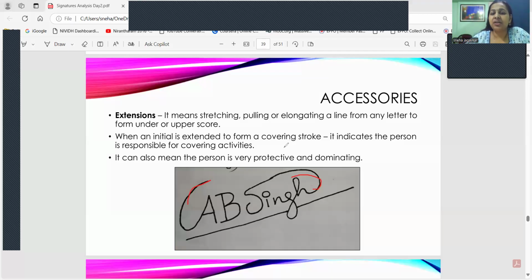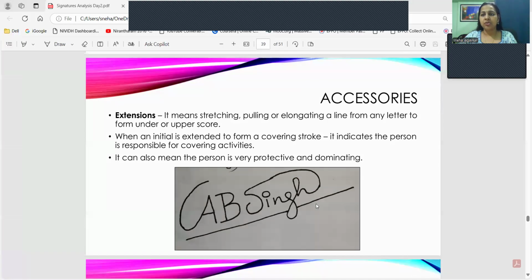When the initial is extended to form a covering stroke, it indicates the person is responsible for covering activities. Now, covering activities could be positive as well as negative. See, if you're doing some kind of charity and you do not take your camera, it's understood. But when you are doing some wrong activities and carrying the camera, obviously you are going to get caught at some point of time, right? So extension is not a good thing.